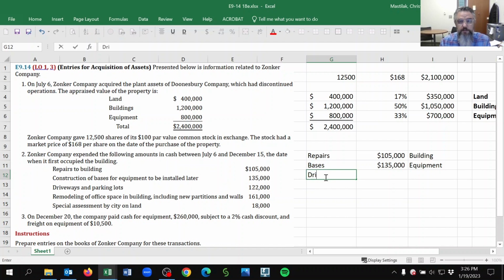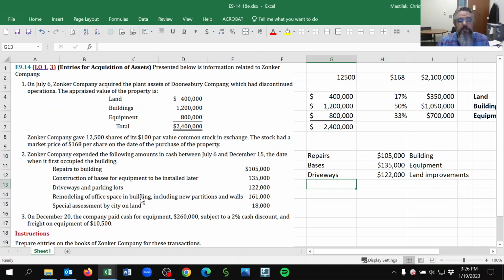Driveways and parking lots. That's $122,000. We're going to call that land improvements. Remember, those are separate assets that are permanently attached to the land, but they're not the land itself. So those are going to be land improvements.